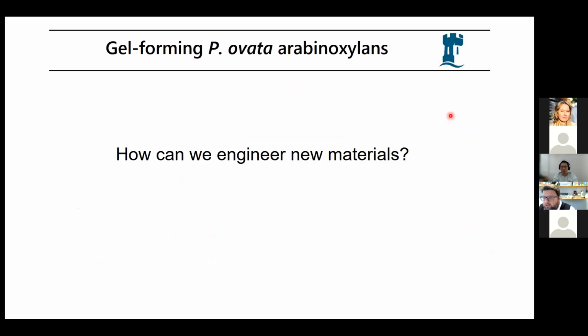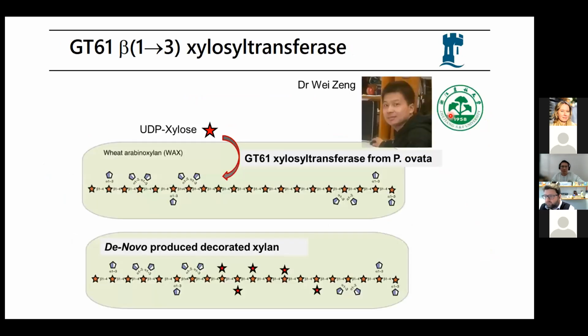So, final minute before we go to questions: can we do the reverse engineering? Can we embed now these properties that are unique to xylan into other polysaccharides? Of course, there's work in progress. We have a collaboration with Professor Wei Zheng at the Zhejiang Agriculture and Forestry University, where he develops GT61 xylosyl transferases from Plantago ovata that specifically decorate the chains with the 1,3 xyloses. And we can take a wheat arabinoxylan and produce a de novo decorated xylan.